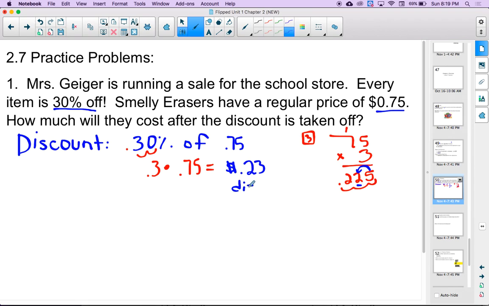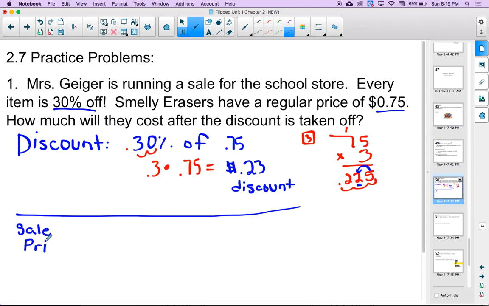Okay, so we're staying very organized here. We're doing our multiplication to figure out how much we are taking off the selling price to get our sale price. So we found our discount, we did our multiplication. Next step, we want to find that sale price. Okay, now the sale price is the price after we take off the discount. So the sale price is 75 cents minus our 23-cent discount.